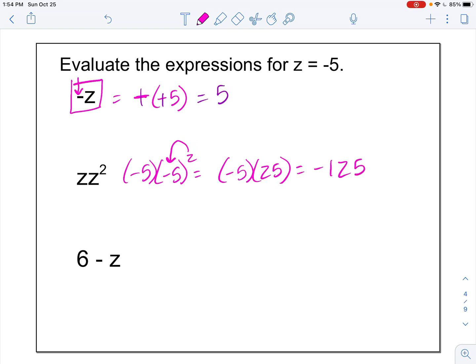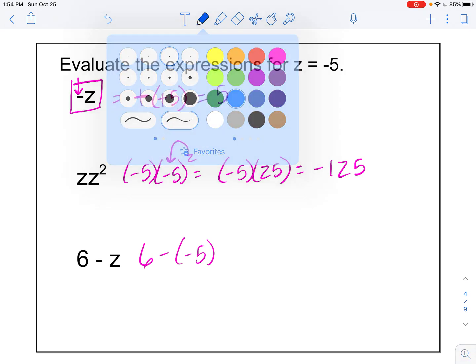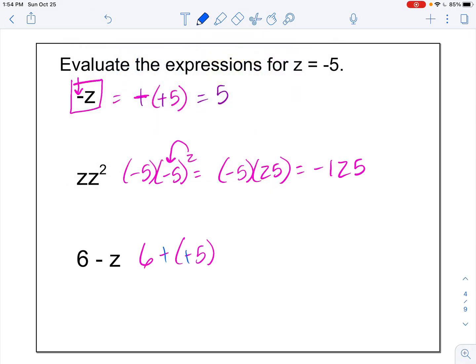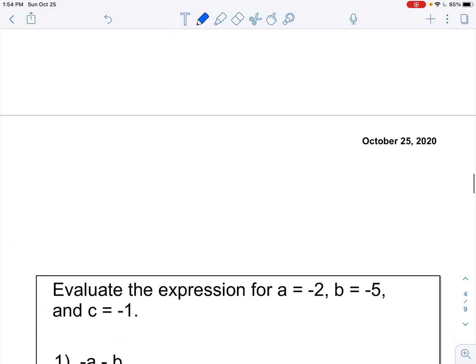And see down here, this next one says 6 minus z. So this minus does not take the place of this negative. They are both going to be there. So that's why you have to substitute in inside parentheses, so you capture that negative. So it's going to look something like this. I have 6 minus negative 5. Well, remember, when you are subtracting away a negative, you are really adding it back. And so this answer is going to be 11. So it just really is important that you substitute them in inside parentheses to make sure you are capturing the negative.